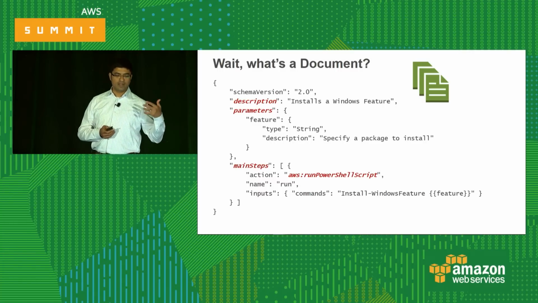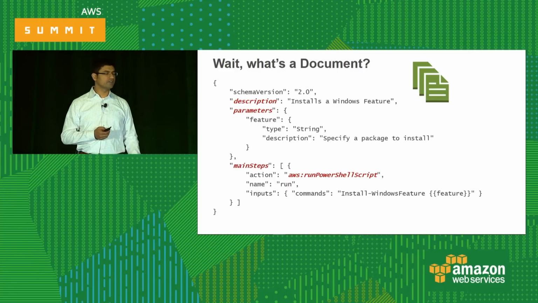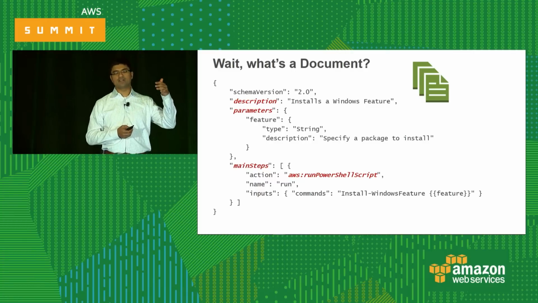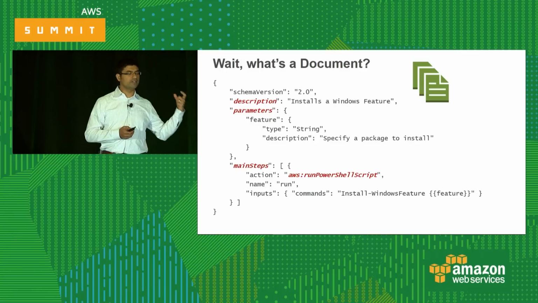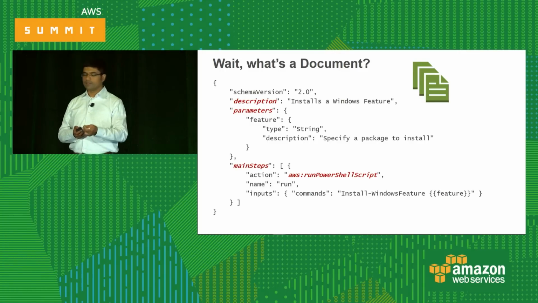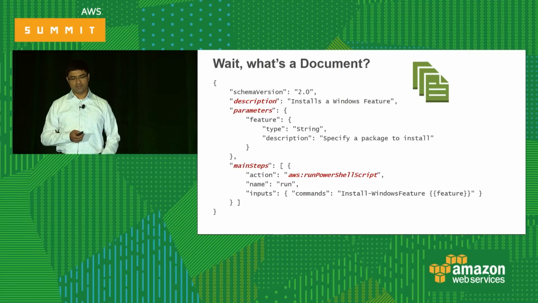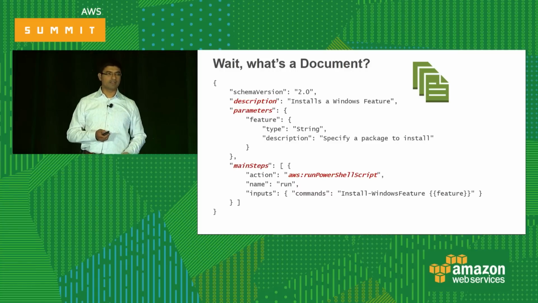You can have a Windows feature like IIS or .NET Framework, and this document will install that on all the servers you specify. Down below are the main steps. So this is one or more steps that you want the document to execute. Here we are taking an example of running a PowerShell script. This is a Windows PowerShell commandlet that installs the Windows feature that we've named with the feature. And you can see some examples here of parameters being expanded because those double brackets represent the value of the feature that you're going to provide when you run this command.